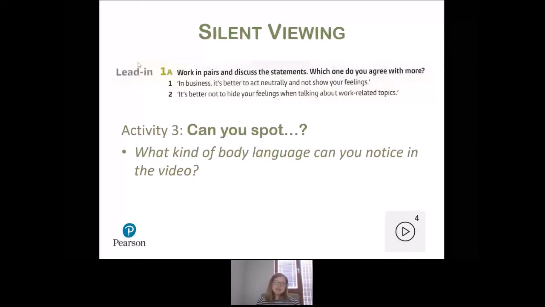So let's say that in today's lesson you are going to talk about body language and gestures with your students, and you would start the lesson by showing them a video which plays without sound, and they should focus only visually on the body language. So that's the task for you. Please try to notice the body language and gestures from all different people in the video.